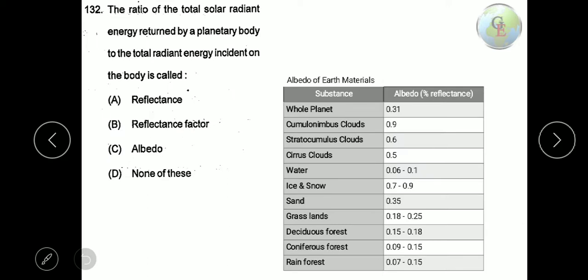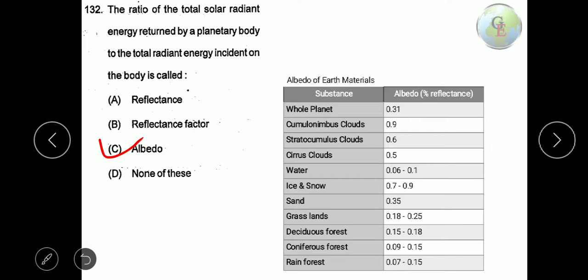The ratio of total solar radiant energy returned by a planetary body to the total radiant energy incident on the body is called, here it is given as reflectance. So the answer will be albedo. Albedo means the part of the incoming solar radiation that is reflected by the Earth's surface. So it will be albedo.